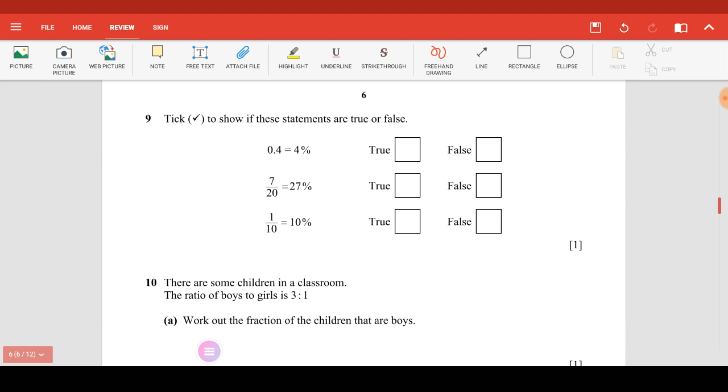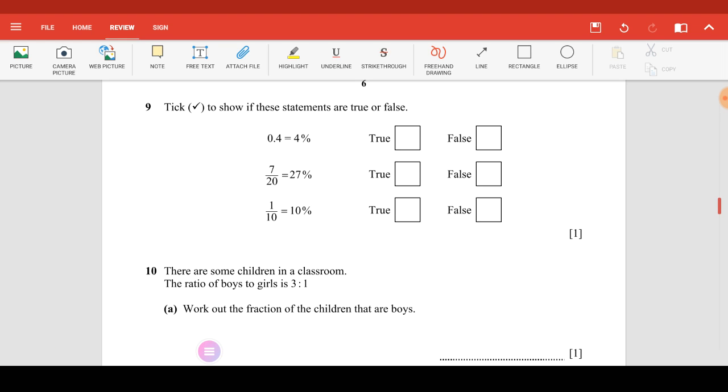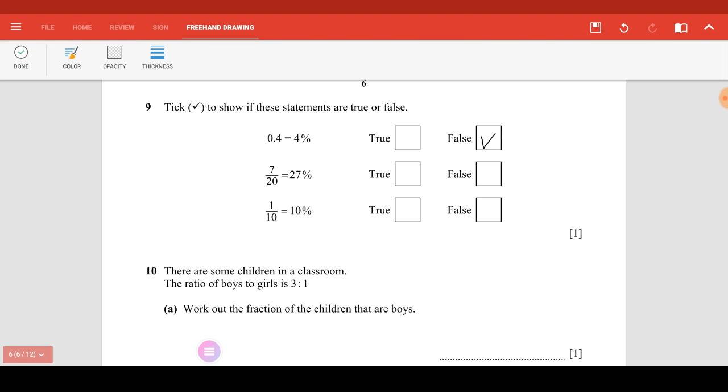Okay, tick true or false to show if these statements are true. 0.4 is 40%, so this is false. Tick true or false. This is 7 over 20, this is not 27, so this is false, because this is 0.35 or 35% when you convert this to 100 to get the percentage, as you know. And this is true.